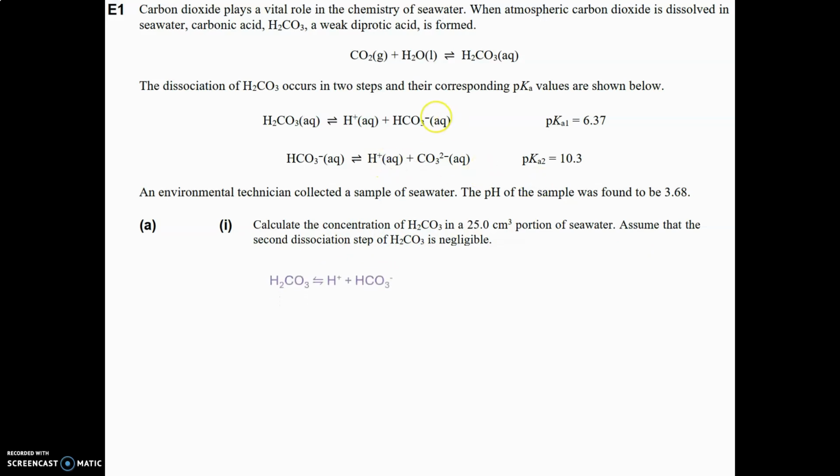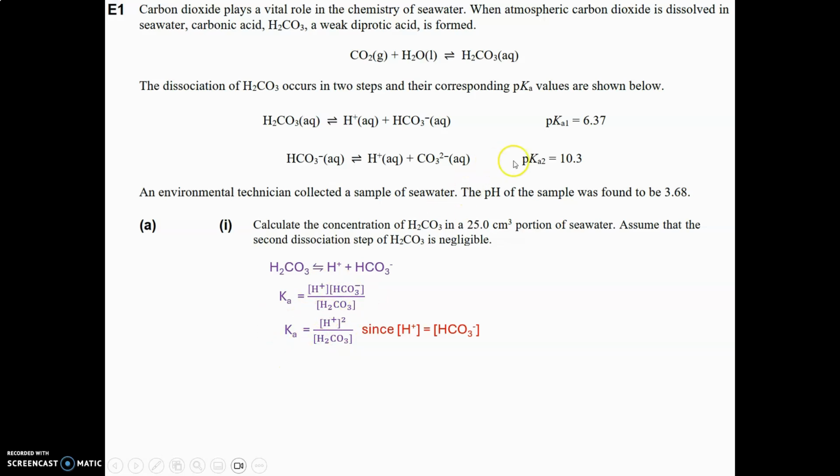So first, we will need to start with the Ka expression of the first dissociation. So using this, our Ka expression can be written like this. And since our dissociation of carbonic acid produces the same amount of H plus and HCO3 minus ions, we can rewrite this expression as concentration of H plus squared over the concentration of carbonic acid.